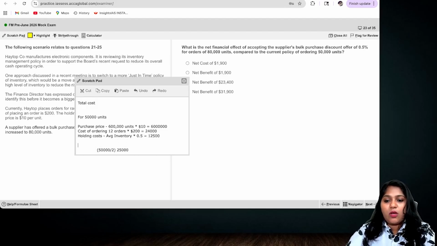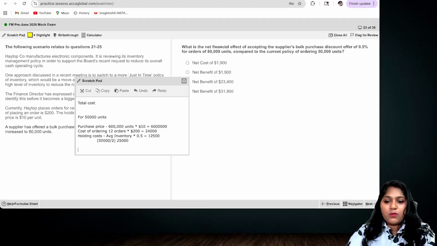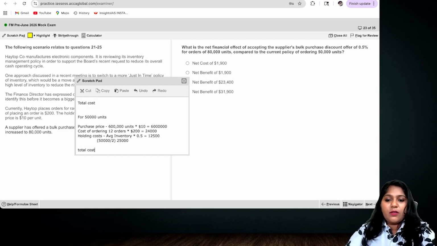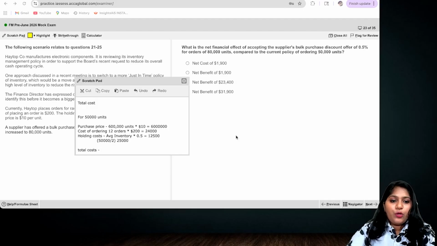So what is the total cost, guys? The total cost will be 6 million plus 24,000 plus 12,500. The total cost in terms of 50,000 units has to be put together.